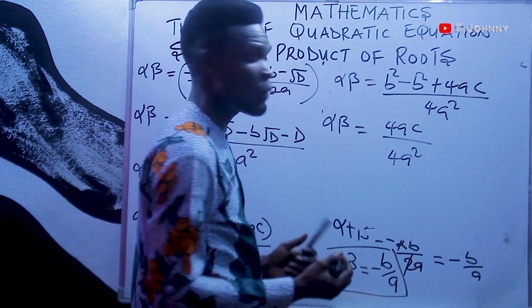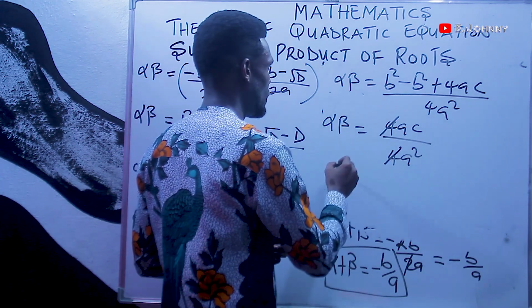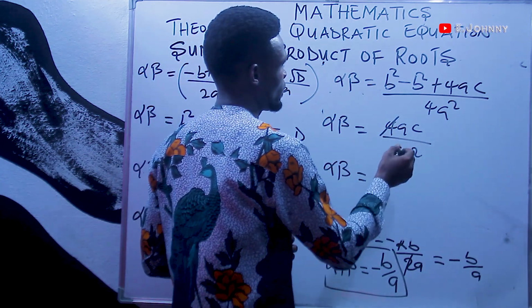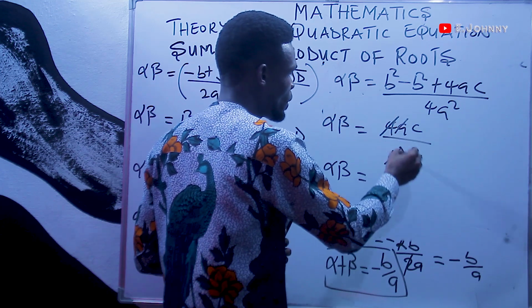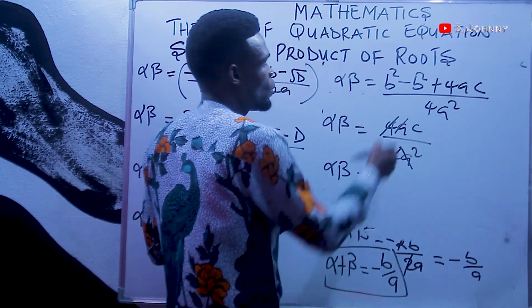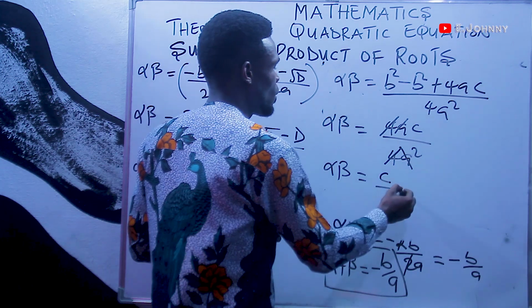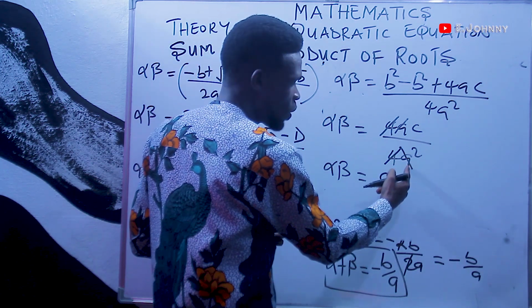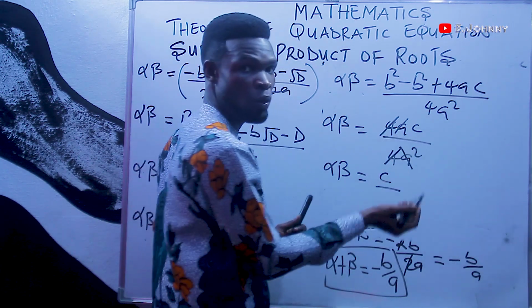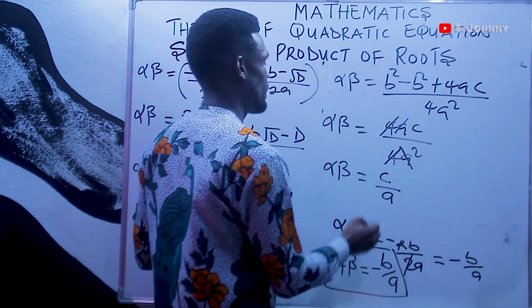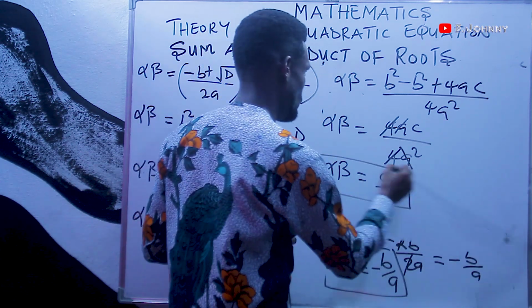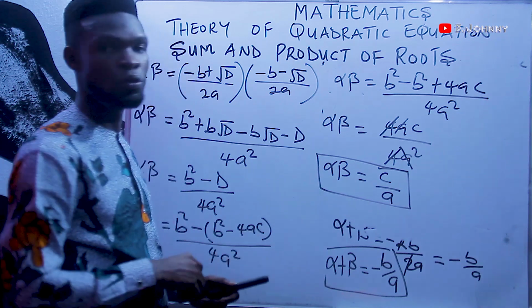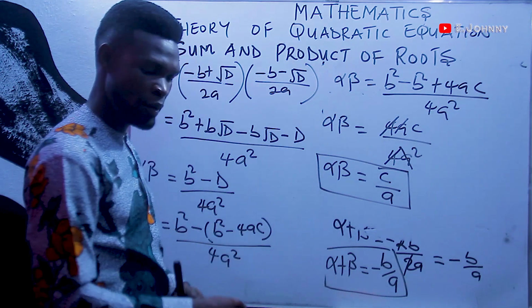You can agree with me that 4 will cancel 4. So that alpha beta is 1a and 1a will go. So the numerator I'm left with c, all over, the denominator I'm left with 1a because 1a has gone with 1a. So we have a. And this gives us the product of roots.